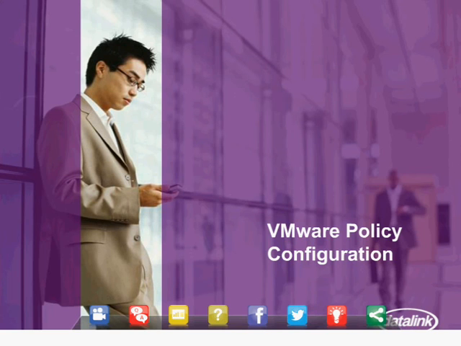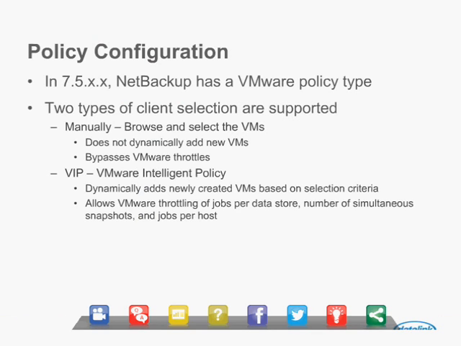So VMware policy configuration. In NetBackup 7.5, there's a VMware policy type. Two types of client selection are supported: manually browse and select the VMs. This does not dynamically add new virtual machines as they're created, and if you go to add a new virtual machine that is not there, you'll need to refresh your cache to make sure that it shows up. This method bypasses the VMware throttles, which I will cover further in this presentation.